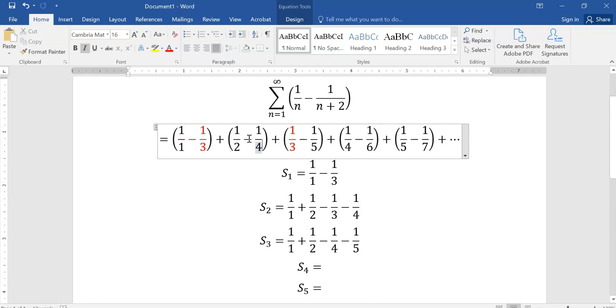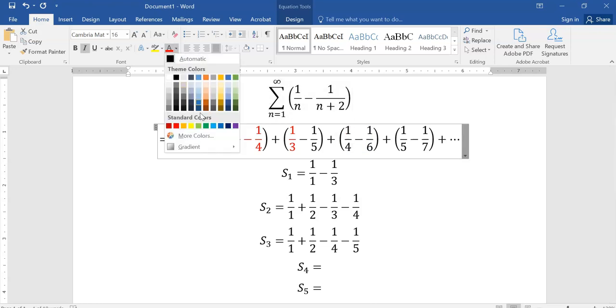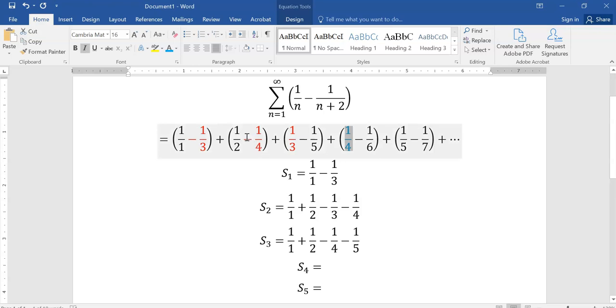But now notice that there exists this minus 1/4 and this positive 1/4 that will also cancel out. So we get a positive 1/4 and a minus 1/4. Those are going to cancel each other out. So we go from 8 terms down to 4, telescopes down to 4, and notice what those terms are: 1 over 1 plus 1/2 minus 1/5 minus 1/6.